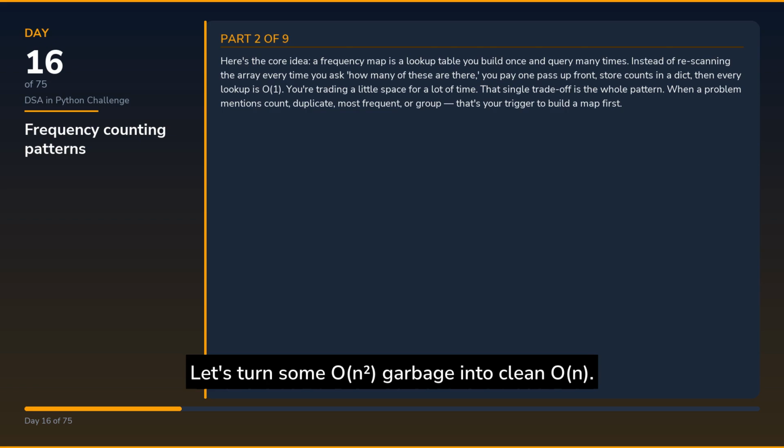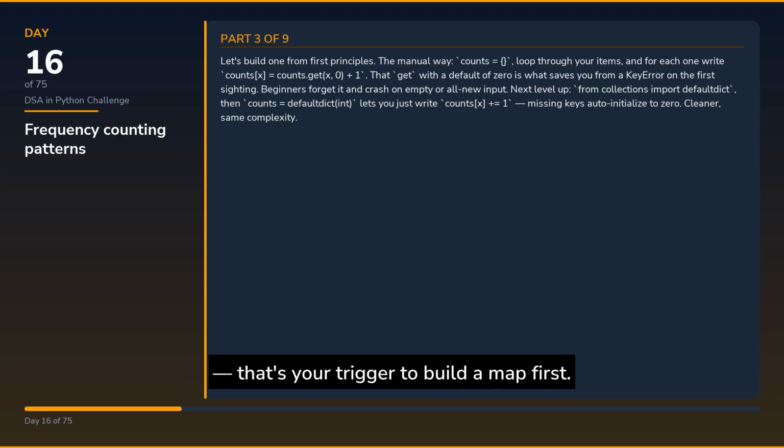Here's the core idea. A frequency map is a lookup table you build once and query many times. Instead of rescanning the array every time you ask, how many of these are there? You pay one pass up front, store counts in a dict, then every lookup is O(1). You're trading a little space for a lot of time. That single trade-off is the whole pattern. When a problem mentions count, duplicate, most frequent, or group, that's your trigger to build a map first.